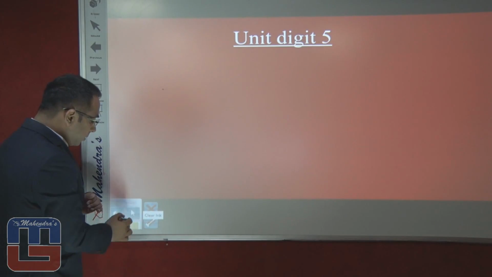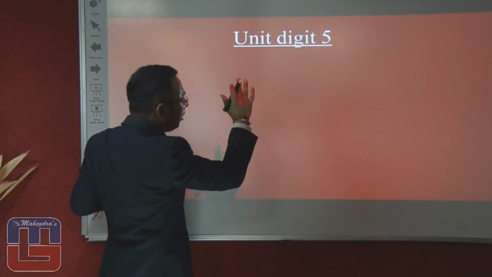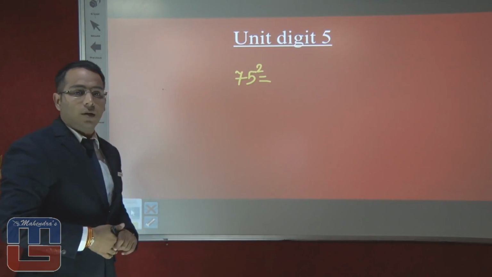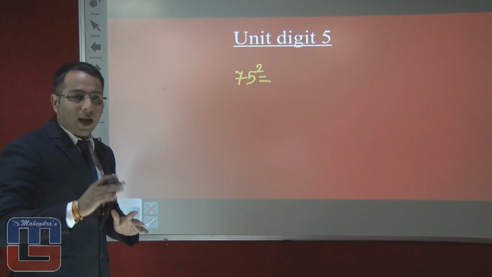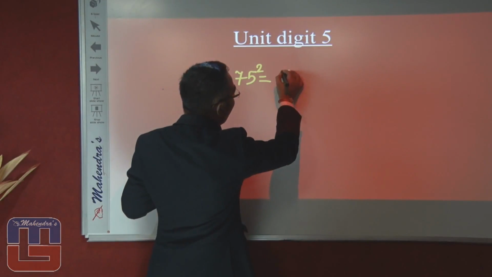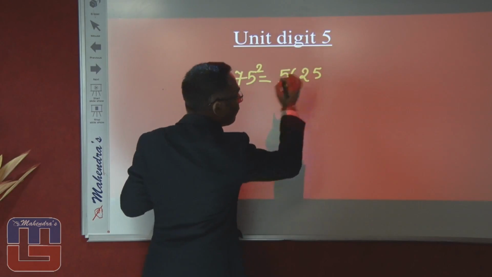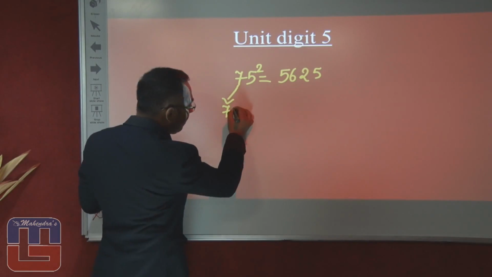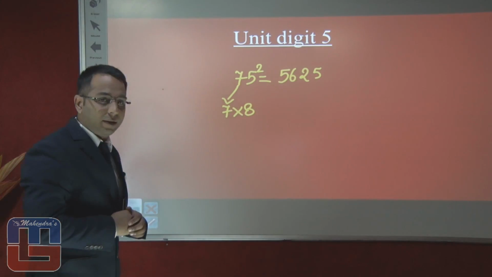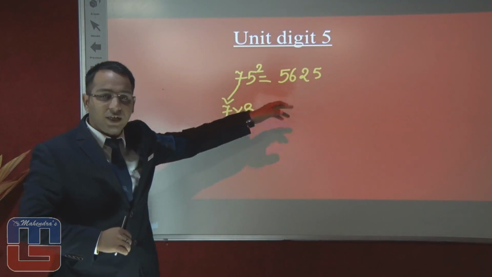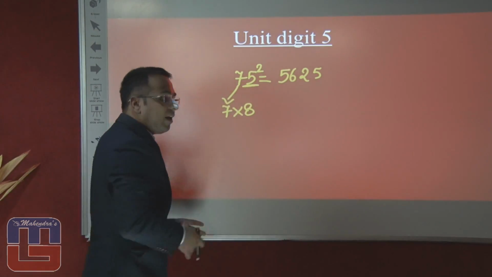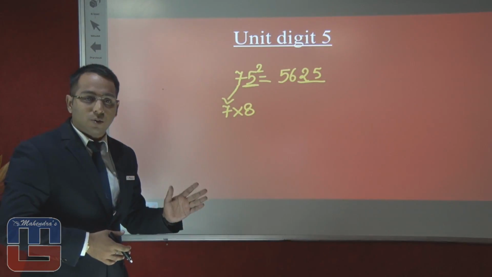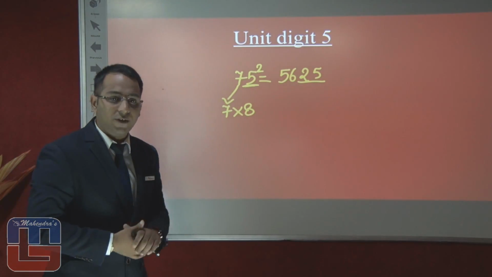Take another example of this. You all calculate this. Okay, 75 square. 75 square. And the answer is exactly 5625. What we have done? 7 is the further number. We multiply it to the next number of 7, that is 8. 7 into 8 is 56, and since 5 is the unit digit, the last two digits will be 25. So square of 75 is 5625.